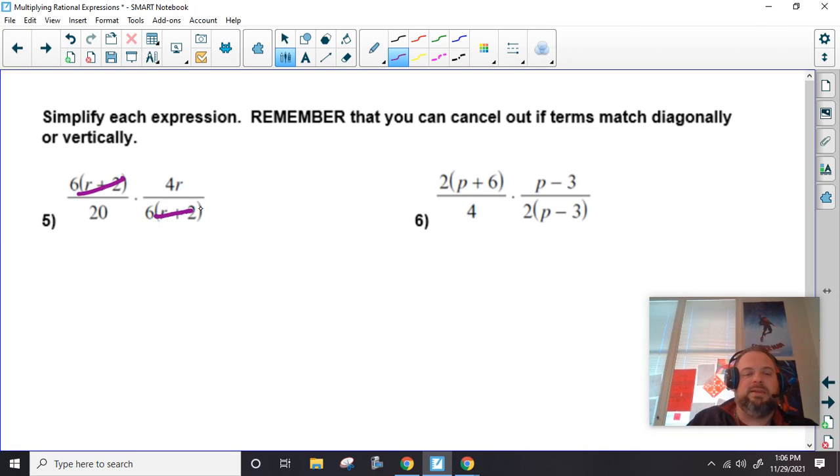So these two would cancel. Those sixes would cancel. I'm left with 4r over 20, which reduces to r over 5.